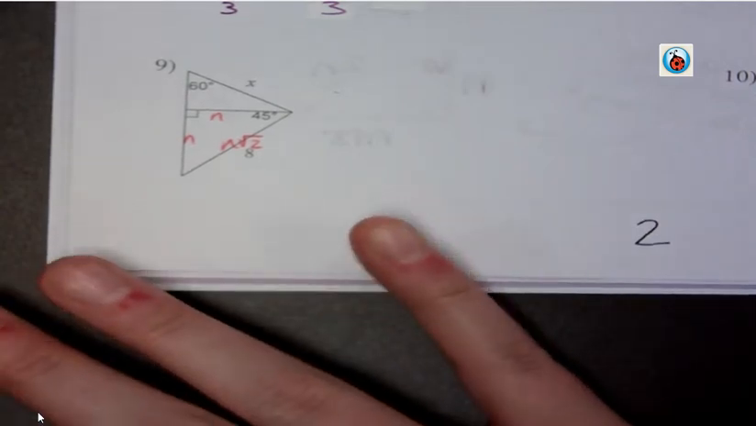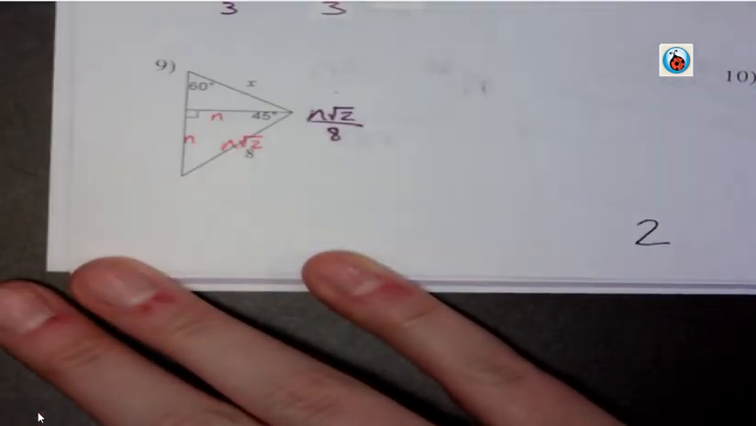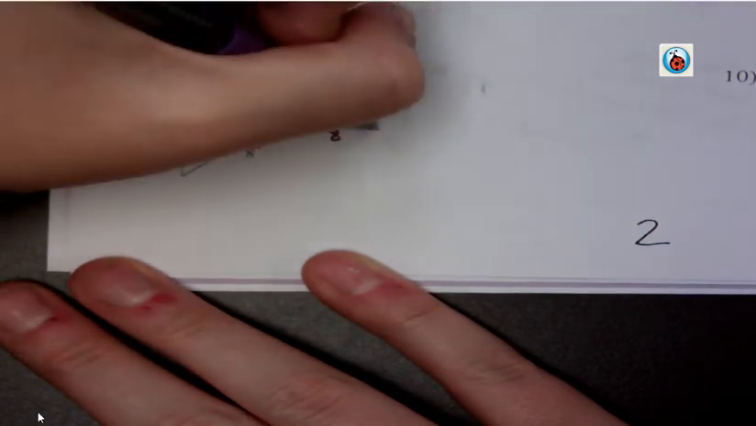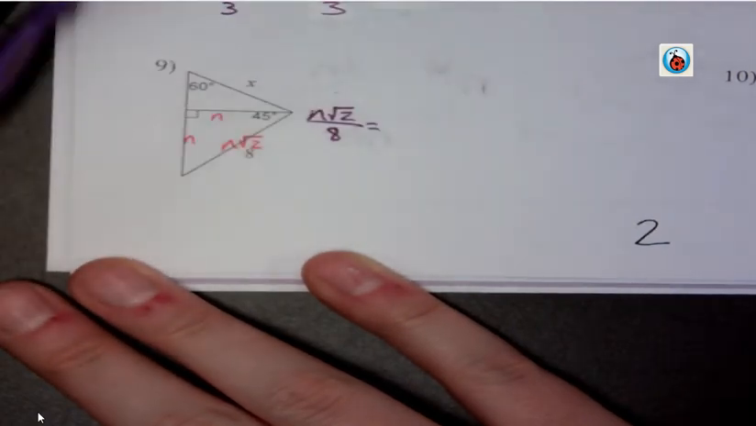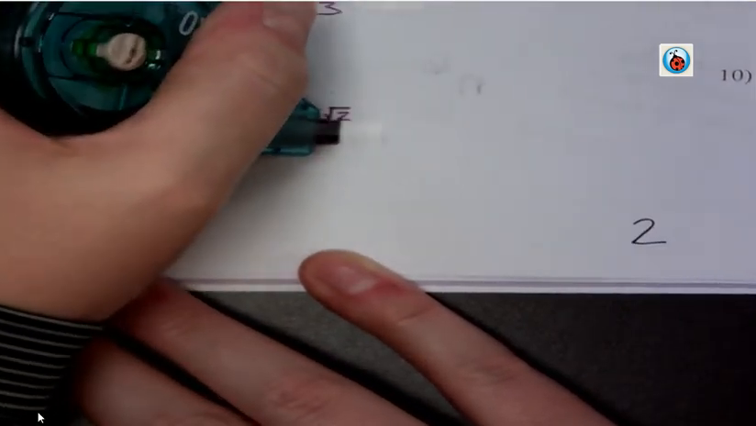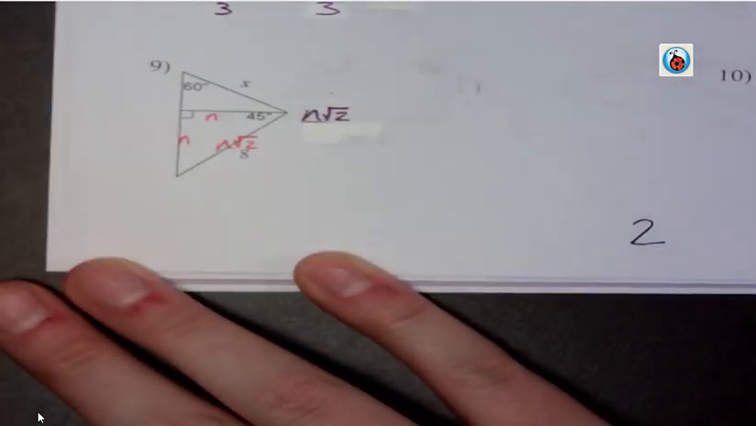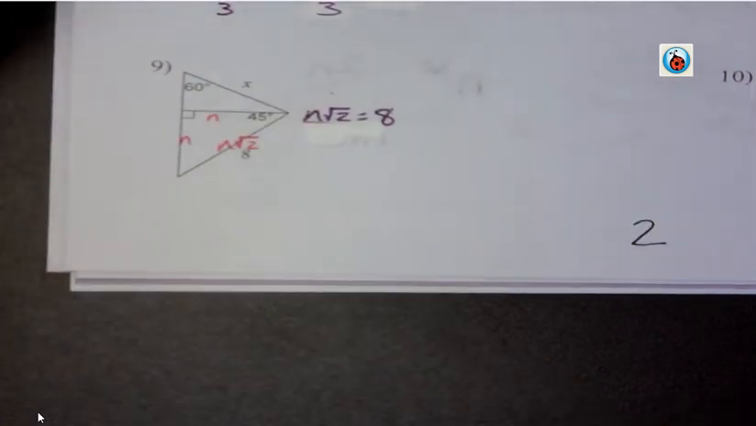Alright, we can do that. Let's do it. So we have n root 2 equals 8. Okay, wonderful. What's wrong? Goodness. I'm tired. Okay, that's better. N root 2 equals 8. You want to divide by the square root of 2.